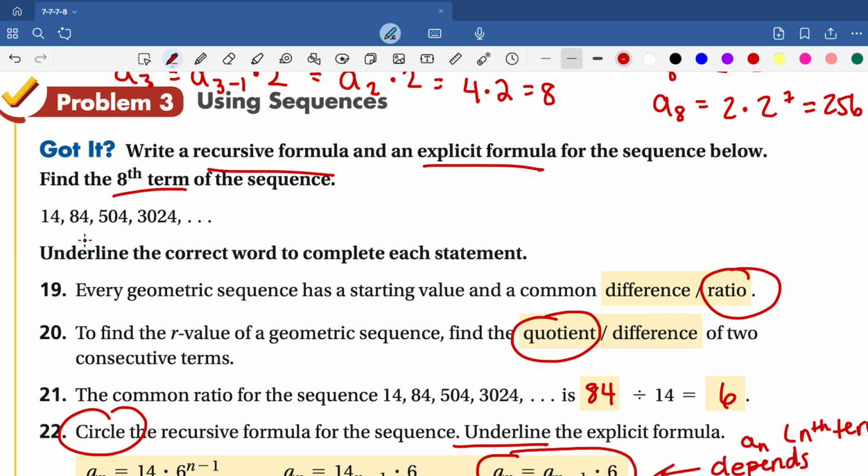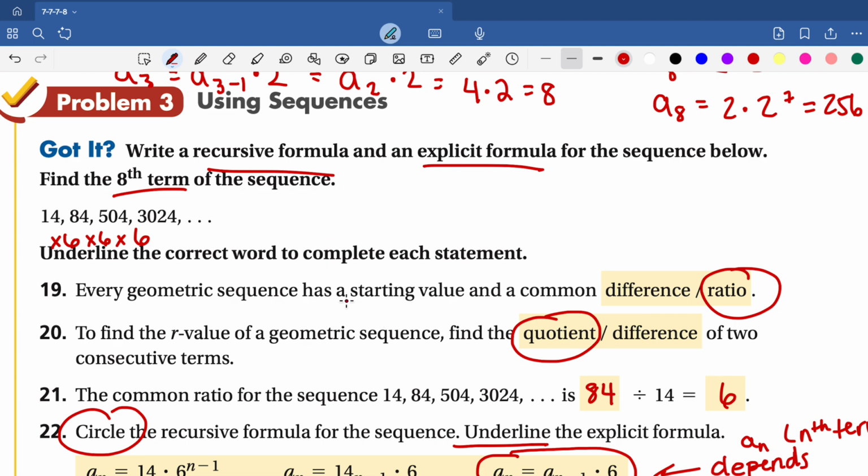So here's your sequence. First I need to find the common ratio. I need to find what 84 divided by 14 is. 84 divided by 14 is 6. 504 divided by 84 is also 6. And 3024 divided by 504 is also 6. So each consecutive term is being multiplied by 6. So we can confirm that that's definitely geometric.